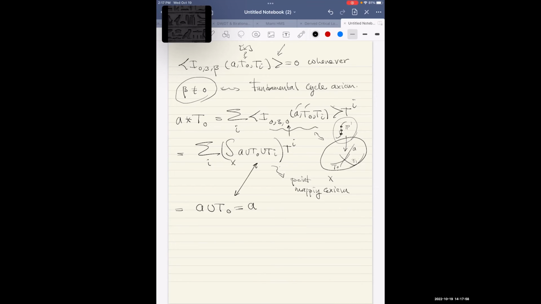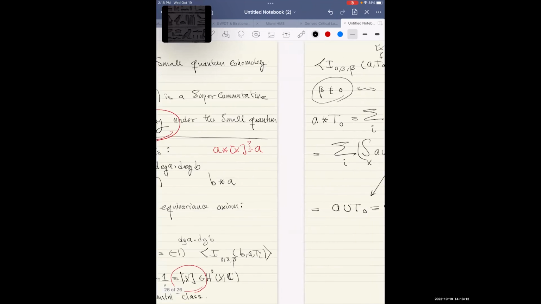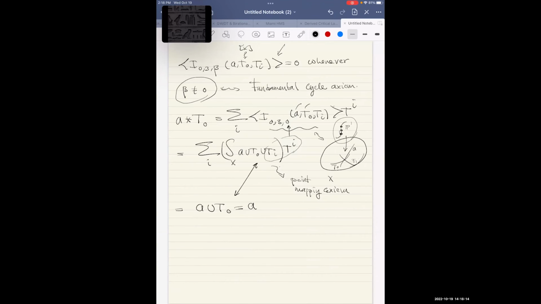Yeah, and because look at this. Yeah, okay, so that's it. We can see that this is a supercommutative ring, and if I take the class A and multiply by T0, which is the same, so otherwise also A intersected with the fundamental class of X is just A. So this ring is a supercommutative ring with an identity, and the identity under the small quantum product is the fundamental cycle of X.